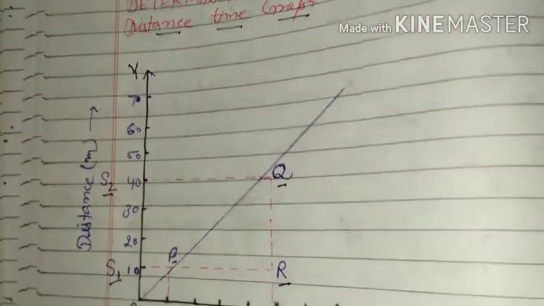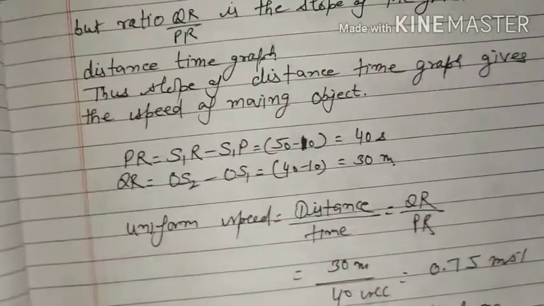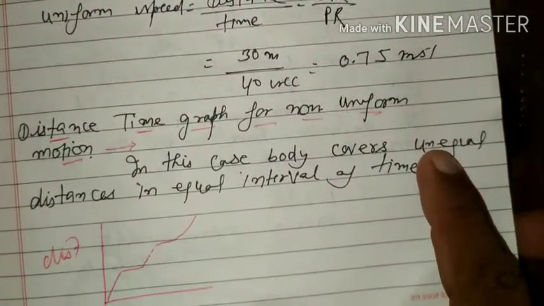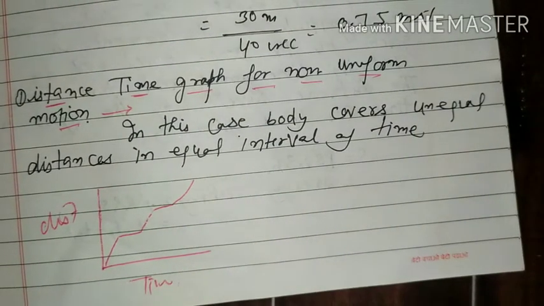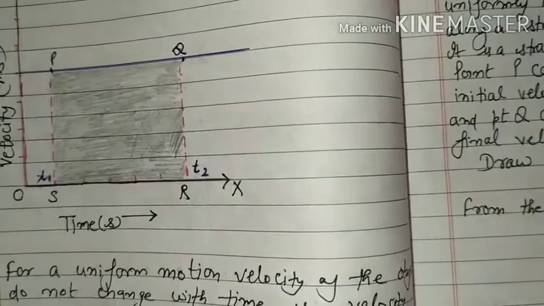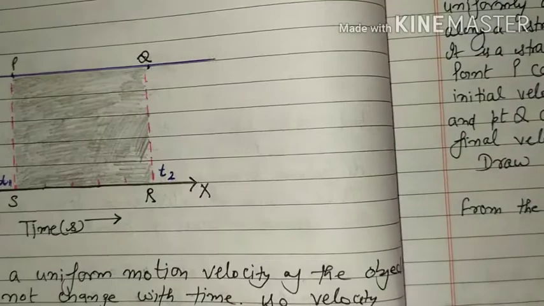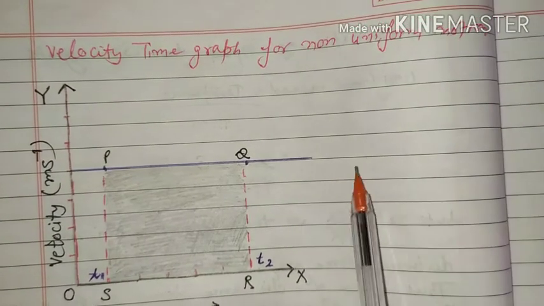Now we discuss non-uniform motion, when an object moves in non-uniform motion. Now the graph may be of any shape, curved, which means not in uniform motion. Here, velocity time graph for a non-uniform motion.